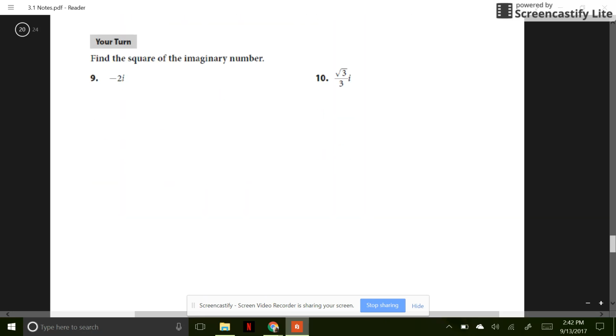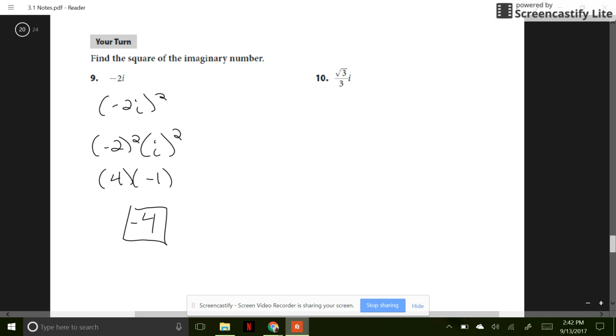So let's try some more. We want to find the square of the imaginary number. If we take -2i squared, it's the same thing as taking -2 squared times i squared. -2 squared is +4. i squared is -1. So our answer is just -4.